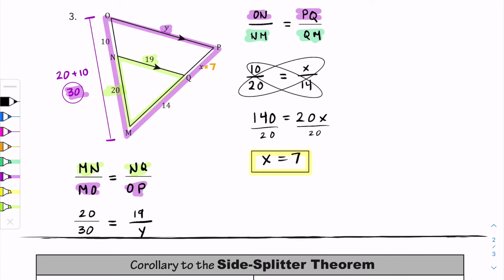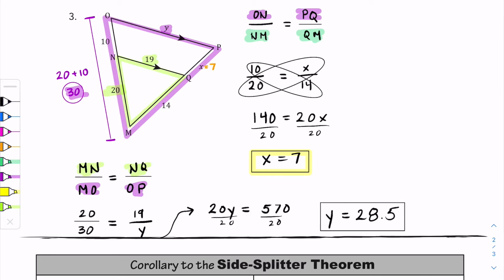This is going to give me 20y is equal to 30 times 19, which is 570. Divide both sides by 20, and y is equal to 28.5.